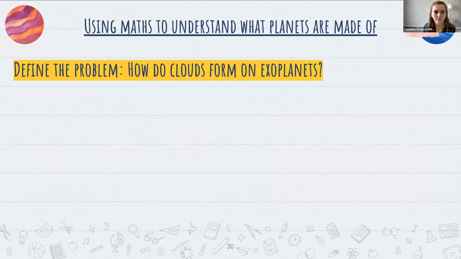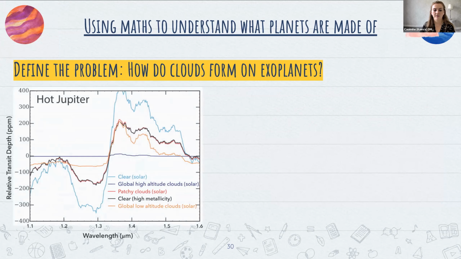Okay, and then the last model that we'll talk about is actually what I'm currently working on, which is how we can use maths to understand what planets are made of. And the way we can do that, let me just leave that for a second.